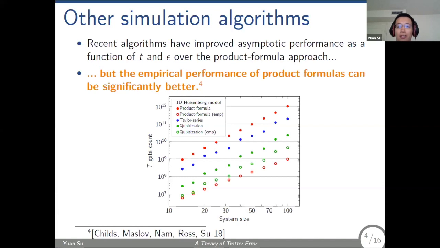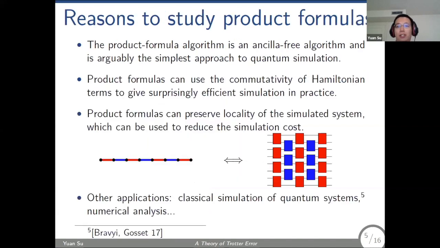Well, beyond this reason, there have been many other reasons why we need to continue to study product formulas, although it has been de-emphasized in recent studies from the theoretical side. So, this algorithm doesn't use any ancilla qubits to do that decomposition. It's very simple. So maybe it's more suitable for near-term demonstration experiments. But on the other hand, this method could be very efficient, especially when many terms of the Hamiltonian commute or nearly commute. Well, in addition, there are also some other good features.